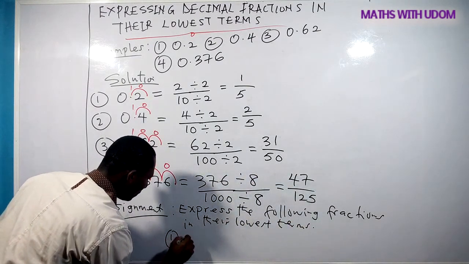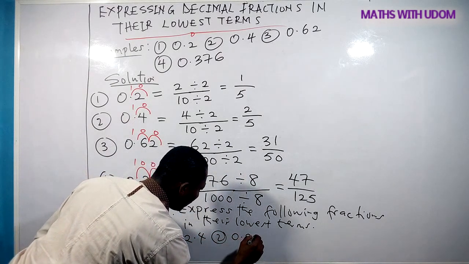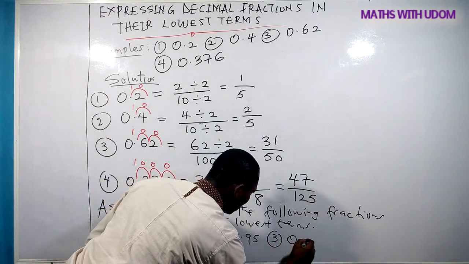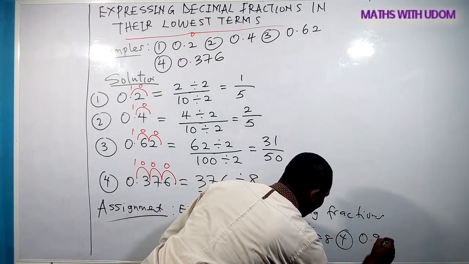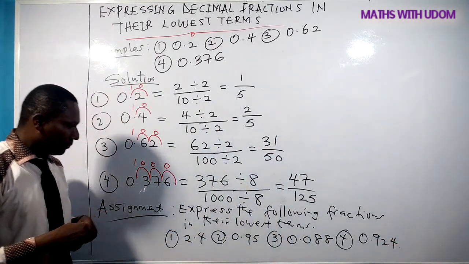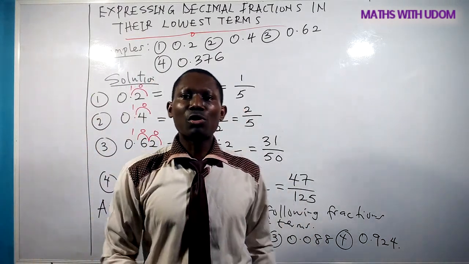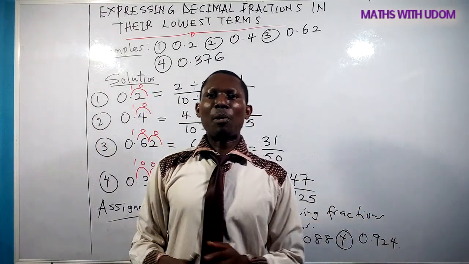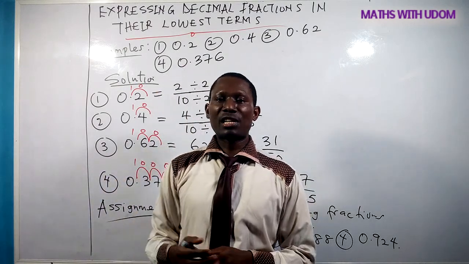Number 1, 2.4. Number 2, 0.95. Number 3, 0.088. And number 4, 0.924. So you do this assignment and show it to your school mathematics teacher to mark it for you, award marks, and do appropriate corrections. Is that okay? Now, we have come to the end of today's class.